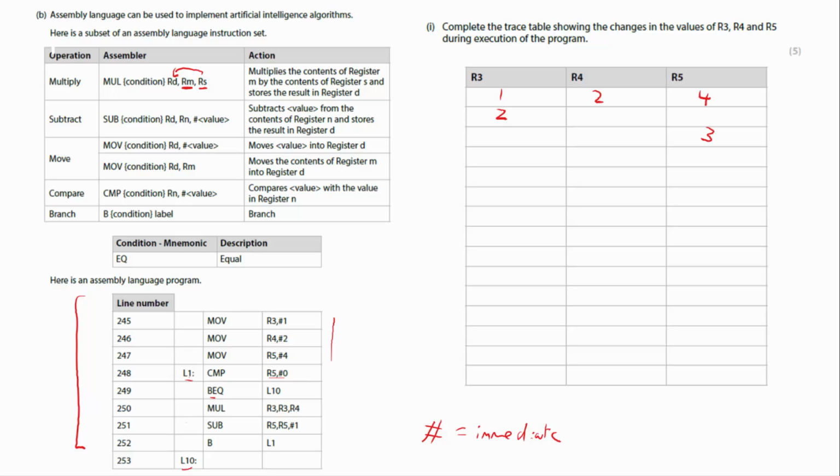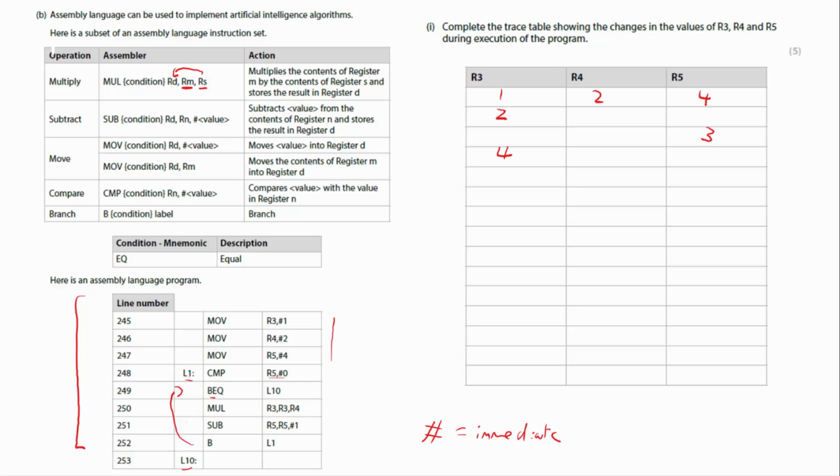And then we branch back to L1. So we do this and do the process again. So we compare 0 to R5. It's not equal, so we just ignore the branch if equal line. Multiply R3 and R4. It's 2 times 2 is 4. You store it in R3.